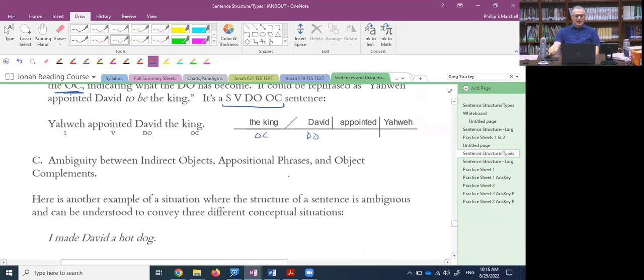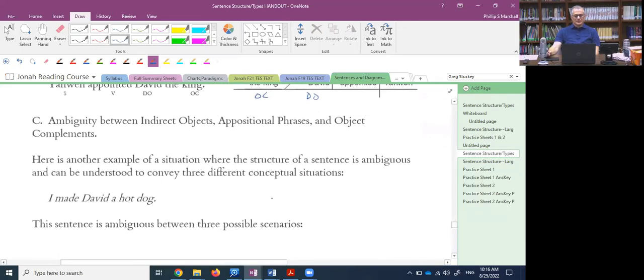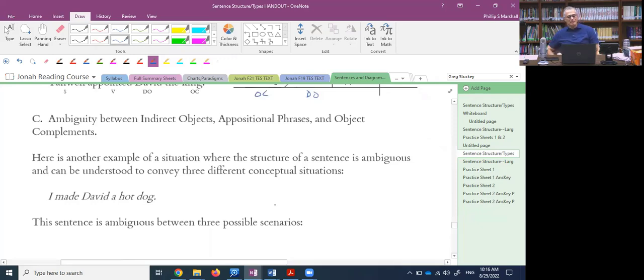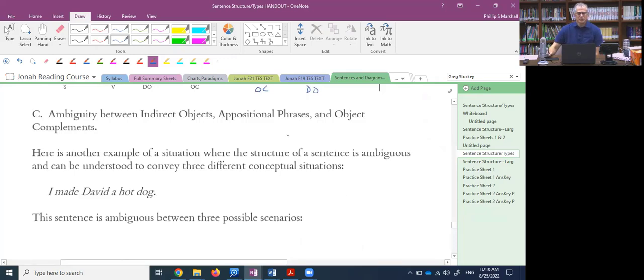Okay, great. Now, last example, this is a hot dog of an example, okay? There could be ambiguity between indirect objects, appositional phrases, and object complements. In English, as you're listening to people talk, you usually don't have this problem. The problem comes when you're dealing with a language that you don't speak natively, and you're atomistically looking at each part and trying to figure out how these foreign words fit together. It's in this situation where potential ambiguities happen.